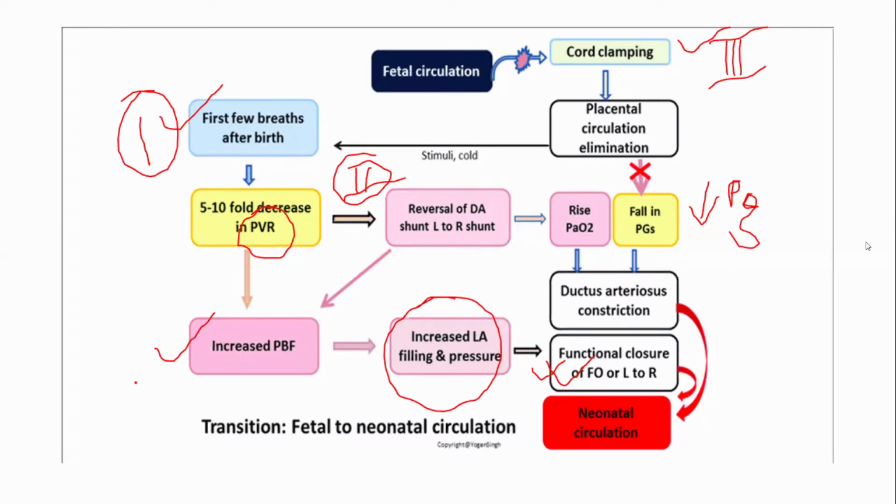Number 1. Number 2, when you have cord clamping, placenta circulation will be eliminated. There is fall in prostaglandin level. Prostaglandin level fall bhayepachi it causes constriction of ductus arteriosus.